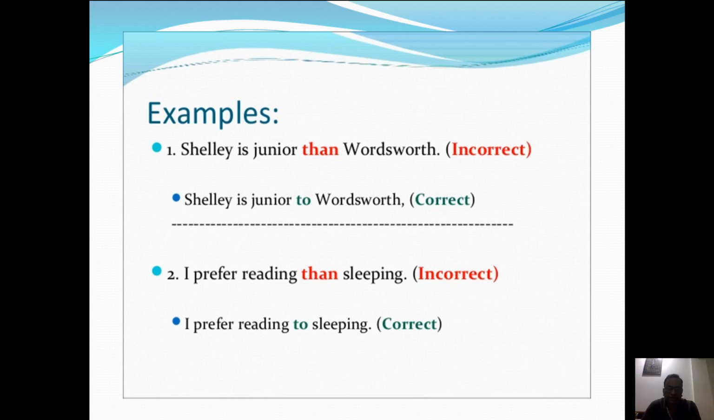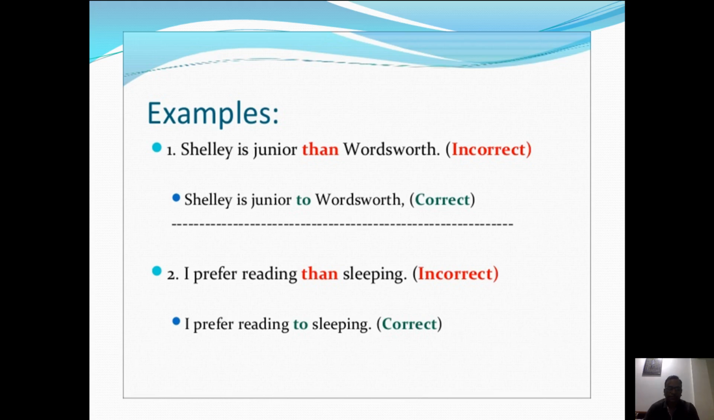Shelley is junior than Wordsworth. In general communication, most of the time we do it like that, even though we have knowledge about it, because we try to compare with our native language. Whatever we use in a native language, we do the same way. So remember, in the English language there are some rules we have to follow. Shelley is junior than Wordsworth. There is a comparison between Shelley and Wordsworth. The correct answer will be: Shelley is junior to Wordsworth.